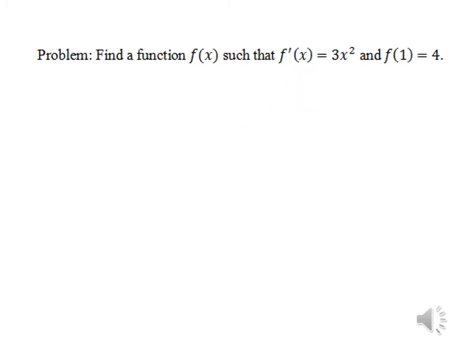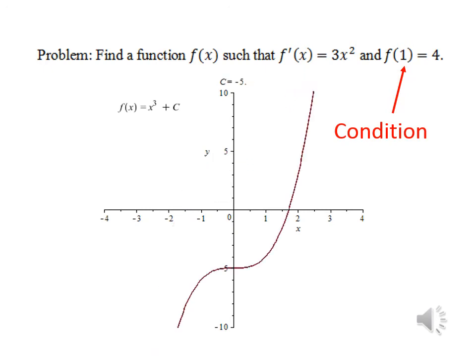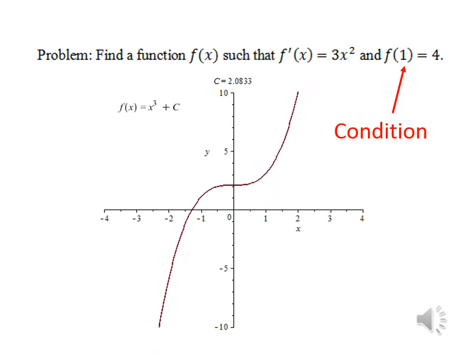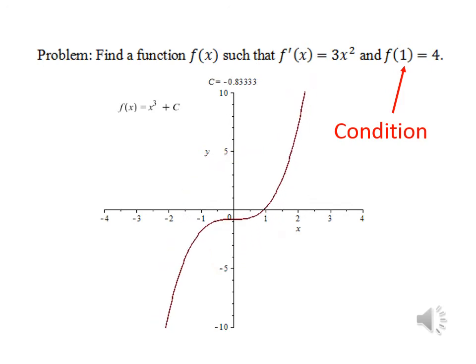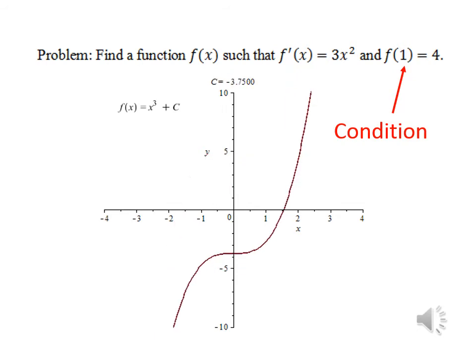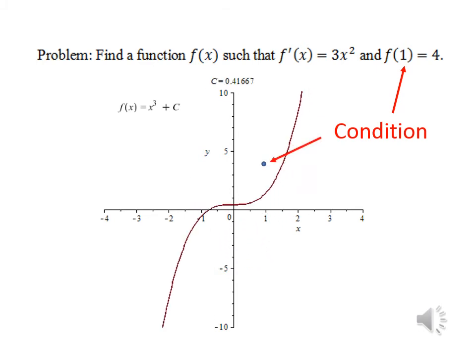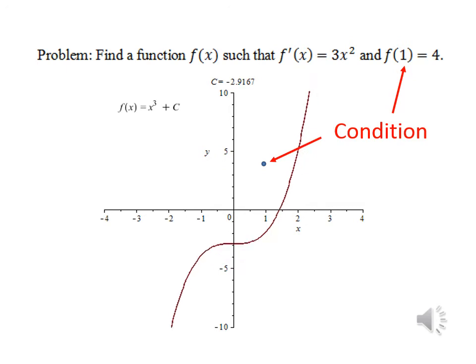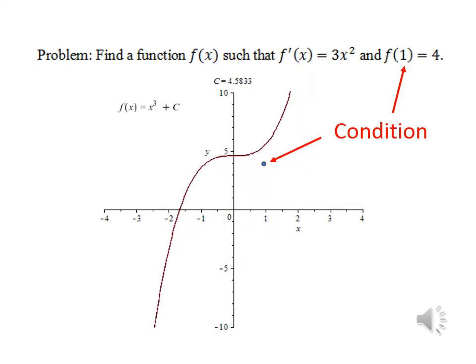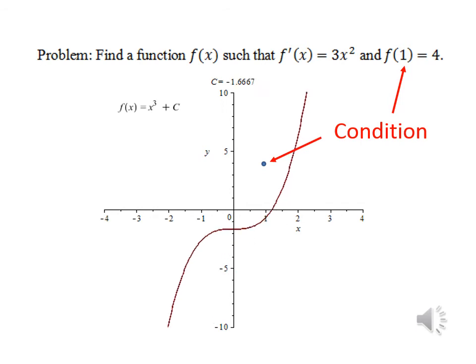Consider the problem, find a function f of x such that f prime of x equals 3x squared and f of 1 equals 4. The equation f of 1 equals 4 is called a condition for f of x. Now we already know that f of x has to equal x cubed plus c. If we take a look at the animated graph from the previous page, we can see that adjusting the value of c moves the graph up or down. Our condition means the same as saying that our curve has to go through the point 1, 4. So, all we need to do is to find the value of c that moves our curve up until it goes through the point 1, 4. Looking at the graph, you can see that happens approximately when c is equal to 3.